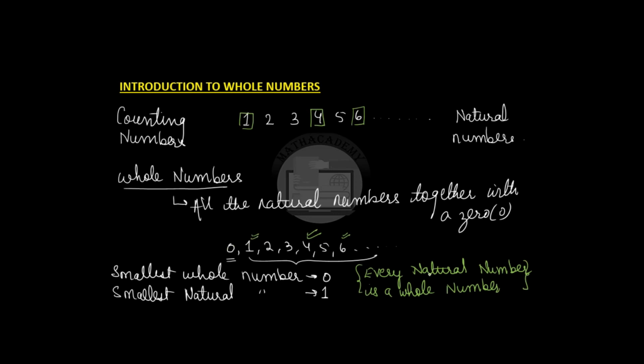So we see that all the natural numbers are whole numbers, but all whole numbers are not natural numbers, because if I take 0, 0 is a whole number, but it is not a natural number. So I hope this much is clear to everyone. Now let us see what is the number line and how do we represent the whole numbers on the number line. Draw the number line first.